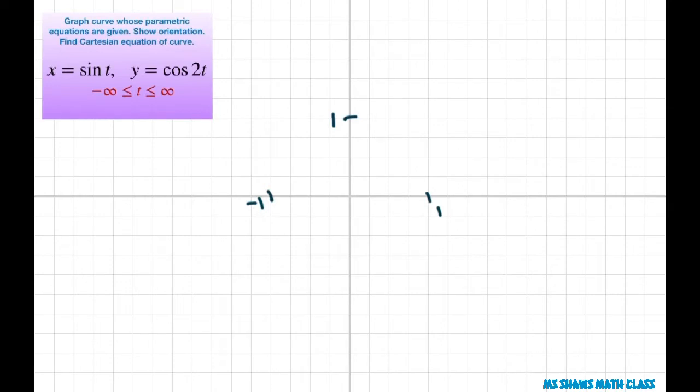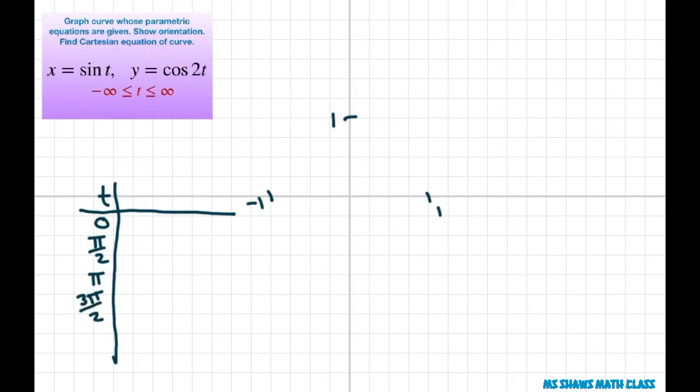So basically, we're going to write t and look at this as 0, pi divided by 2, pi, 3 pi divided by 2, and then 2 pi. And again, this is from negative infinity to infinity. So we could have done negative pi divided by 2, negative pi, and so forth. Now let's find our x and y.